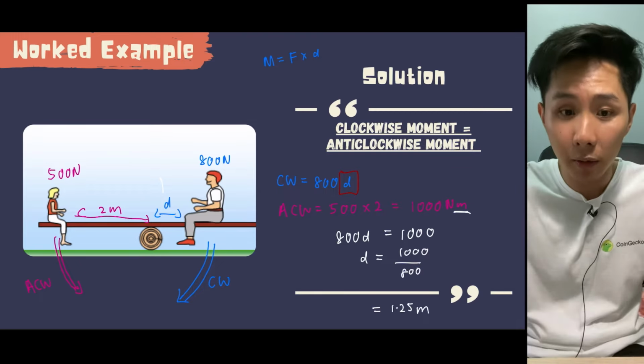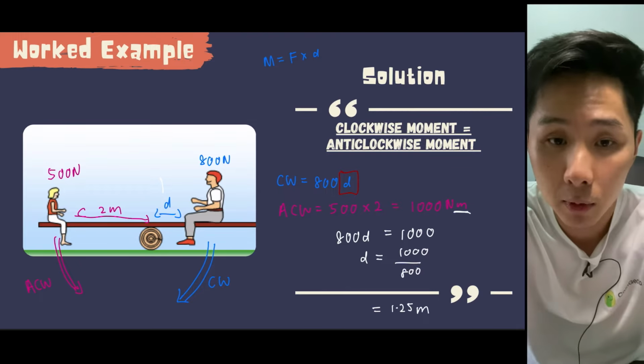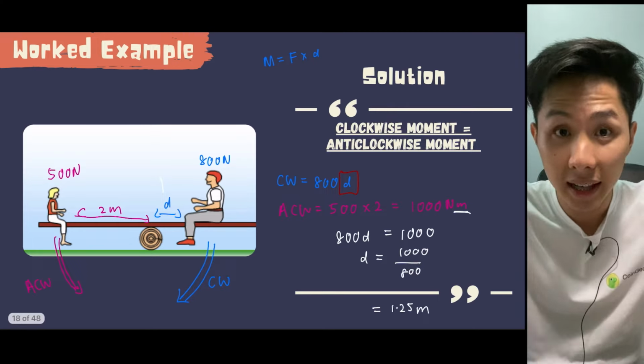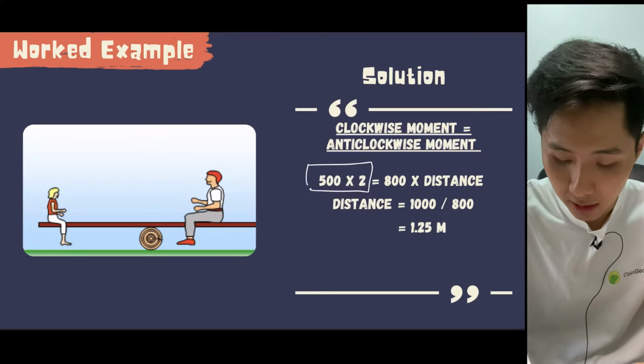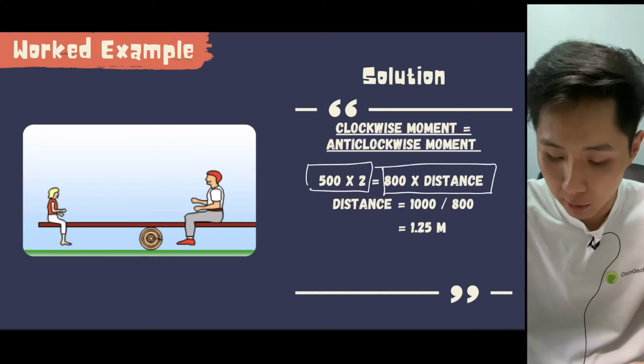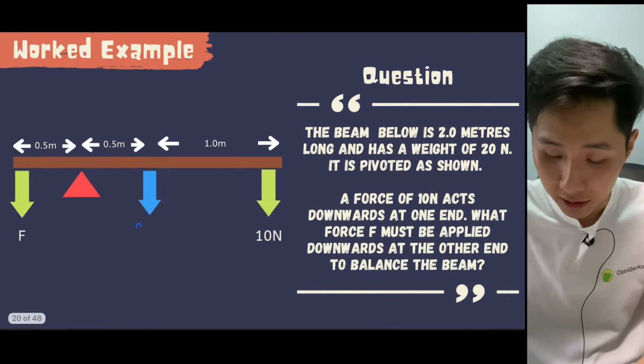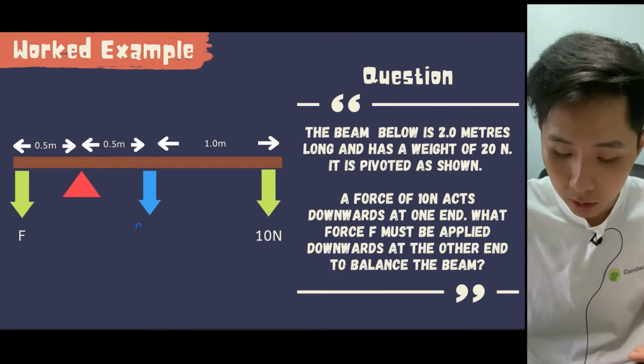And that's how we solve it. We basically just let the clockwise moment be equal to the anti-clockwise moment, and then we find the unknown. So let's look at example 2.